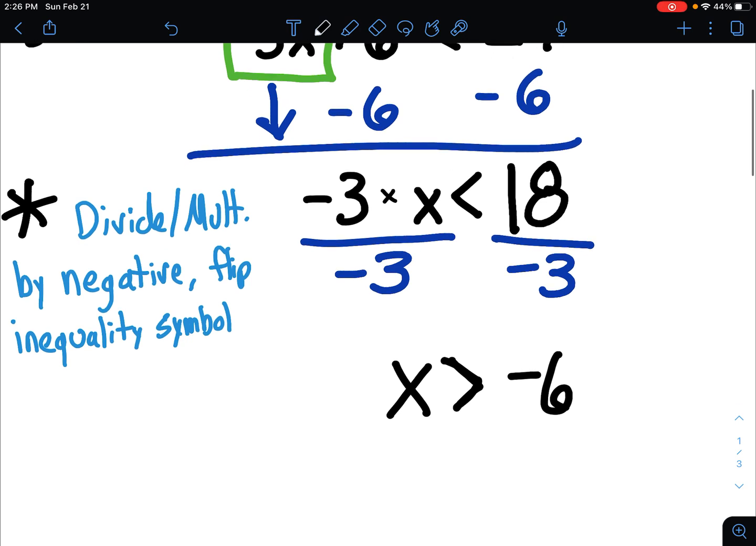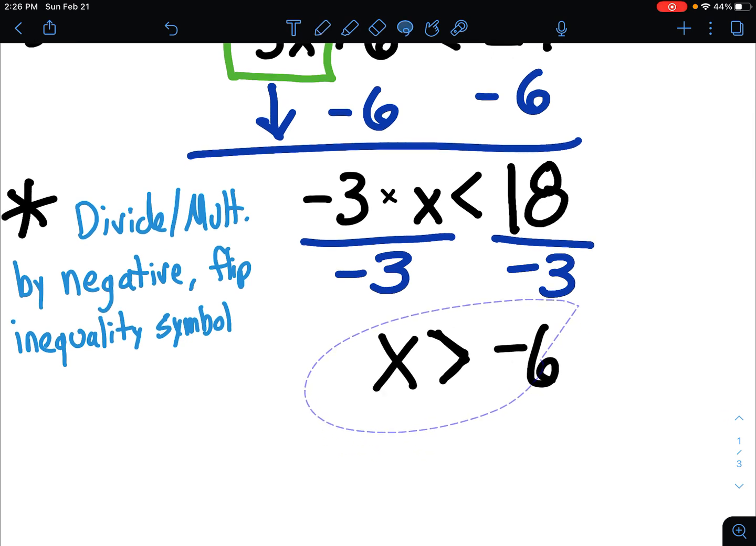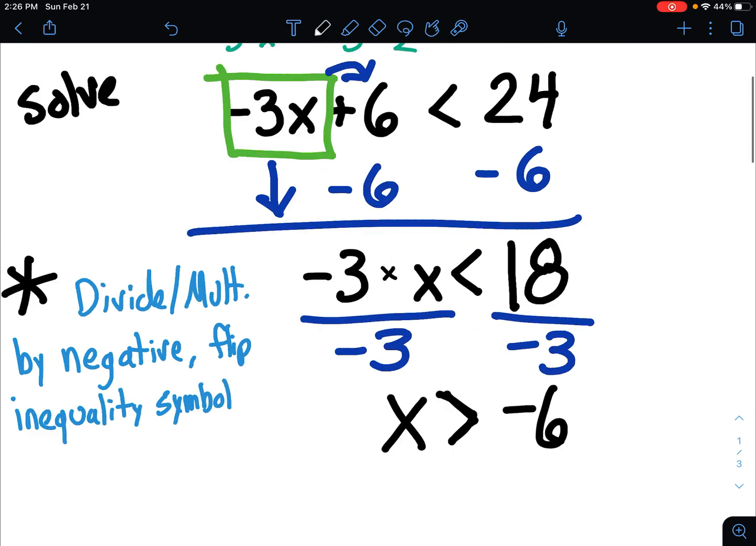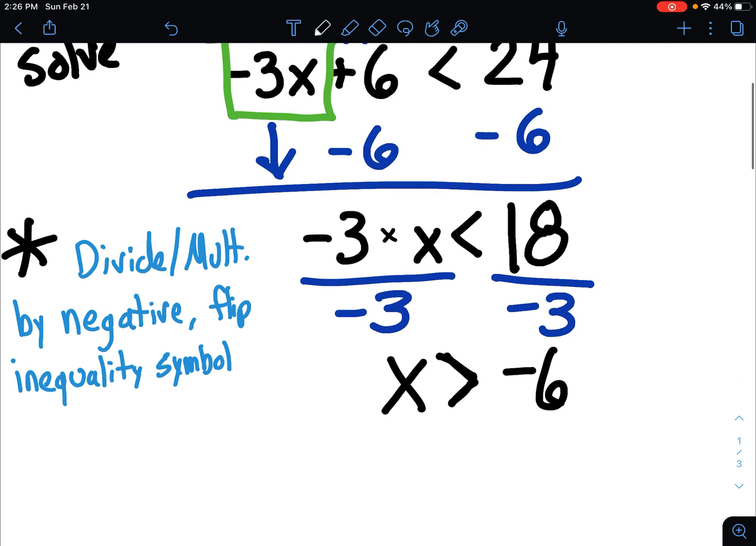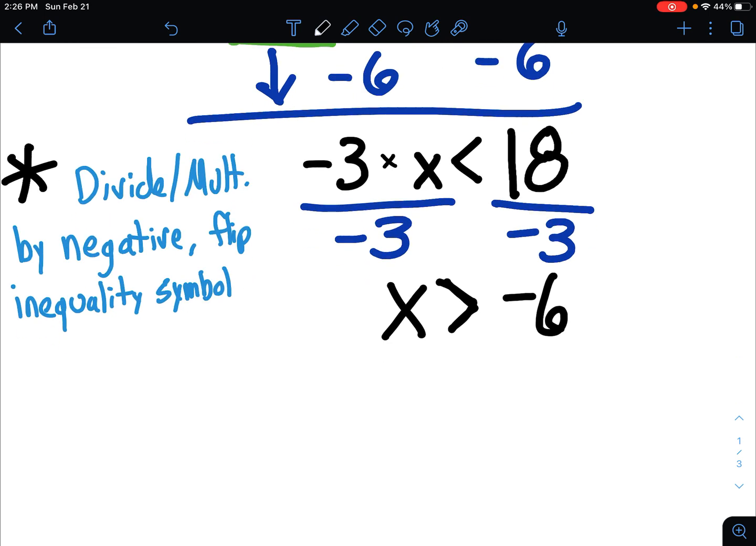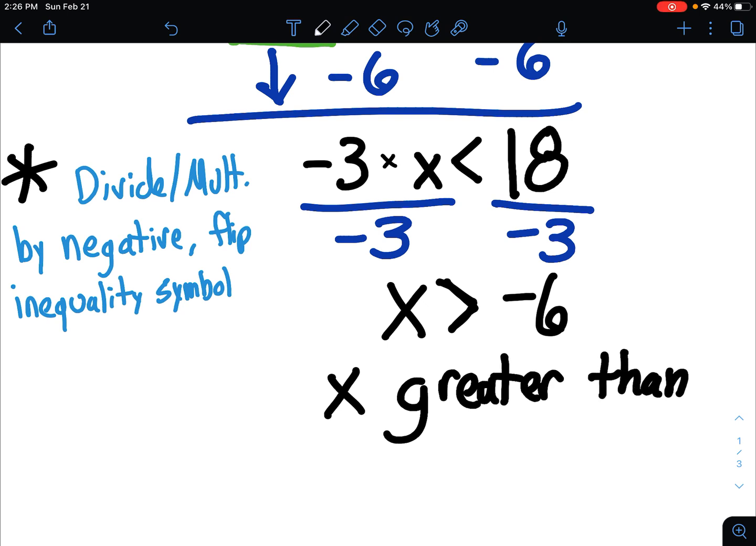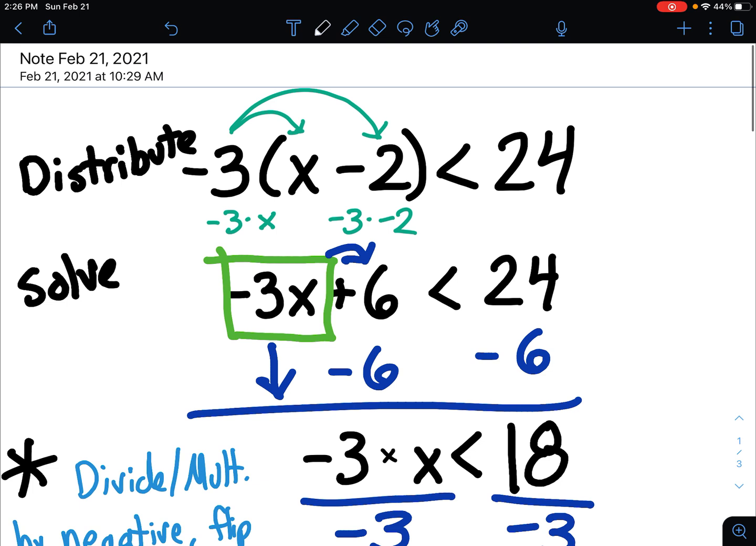What that means is to get a number that works in this case up here, I've got to plug in something that's greater than -6. I'm going to write that down. X greater than -6. So we're looking for a number greater than -6. Easiest thing in the world for you to pick is 0. So let's plug in 0.